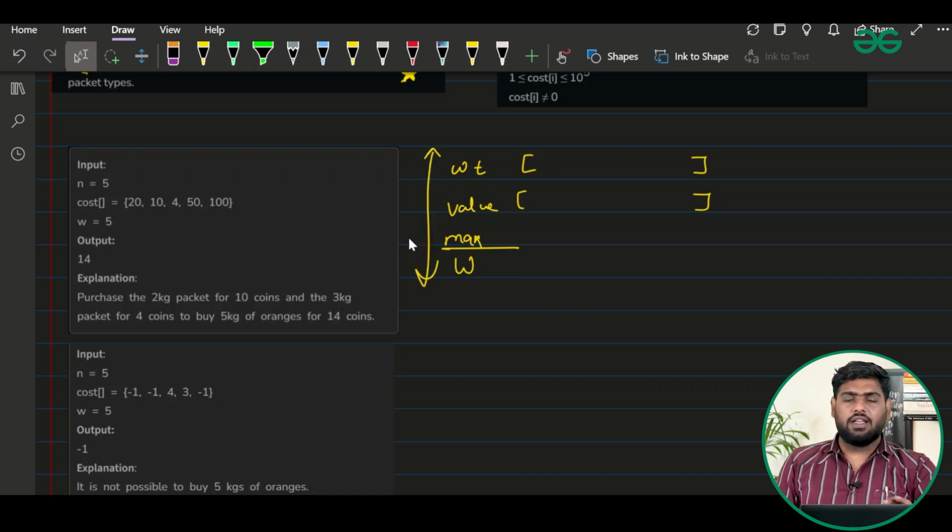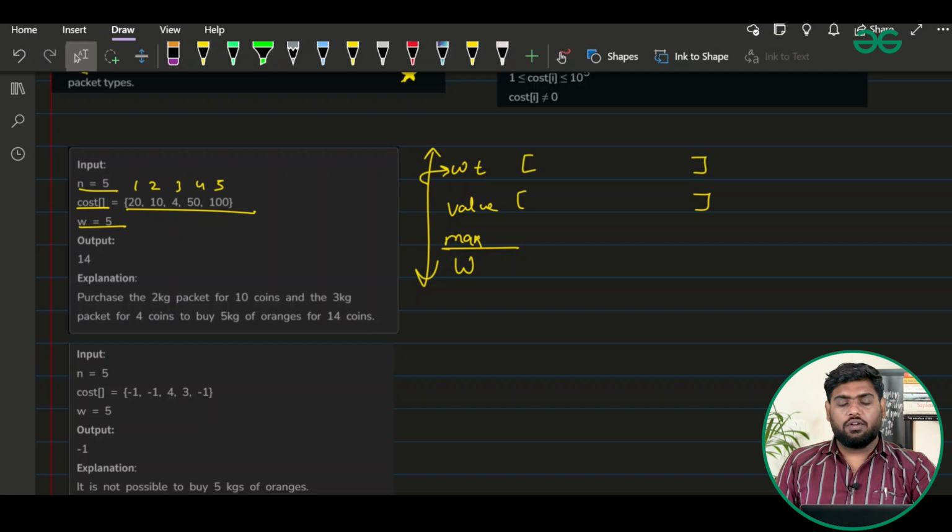But here, things have slightly changed. What are we being given? We are given n, the size. We are given the cost array. We are given the capacity. But when we talk about weights, a slight change is made here. They are saying that weight is actually based on indexing. So when I say this, 20, 10, 4, 50, and 100, I mean that 20 is actually the cost of 1 kg of oranges, because here indexing is beginning from 1. So 1 kg orange packet costs 20, 2 kg orange packet costs 10, 3 kg costs 4, and like this.